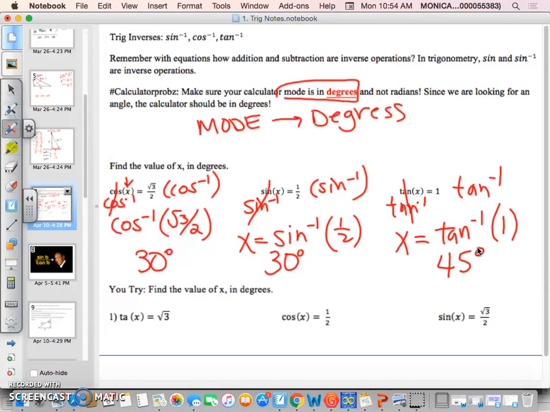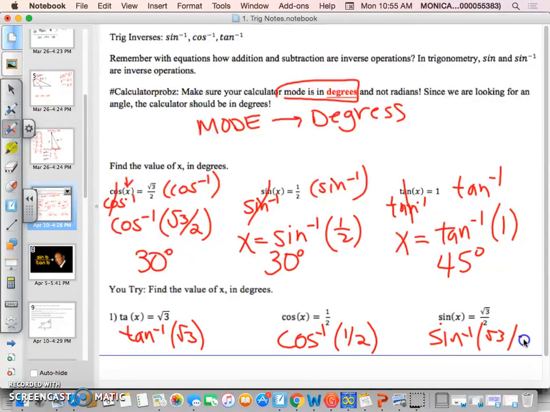Make sure you can do these on your own. Pause the video, and you can come back and check your answers. You should have gotten 60 degrees for each one.